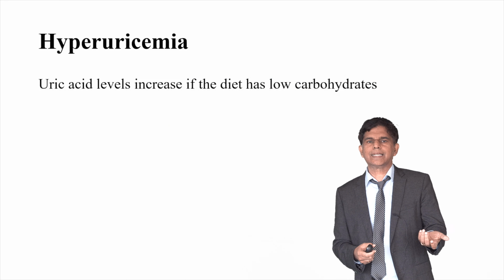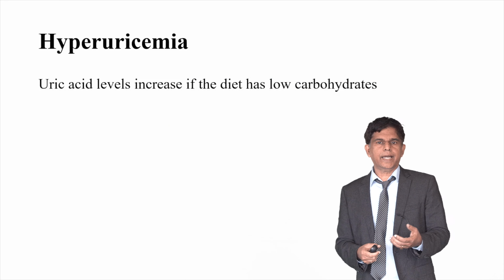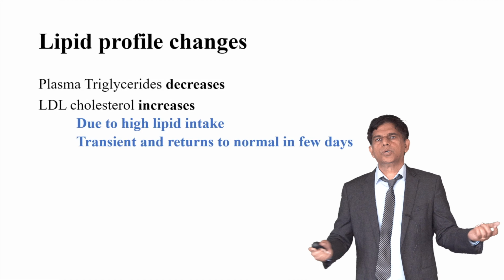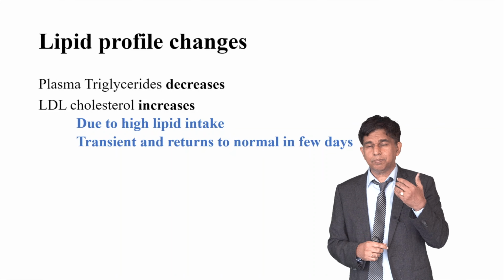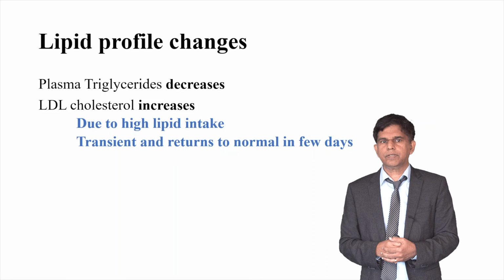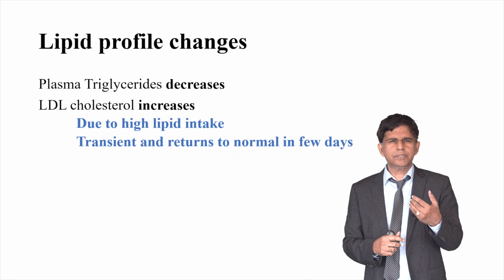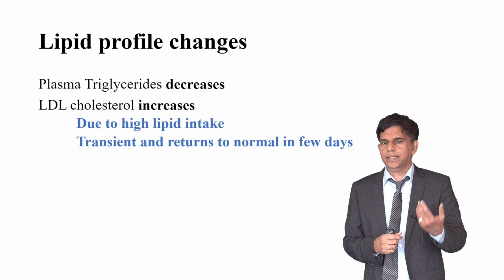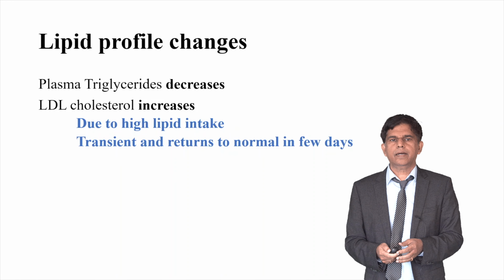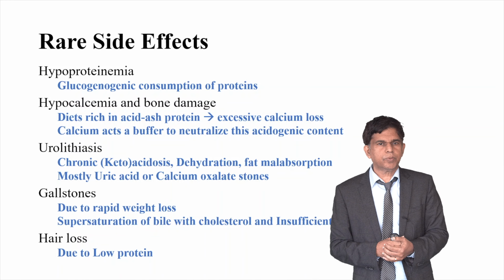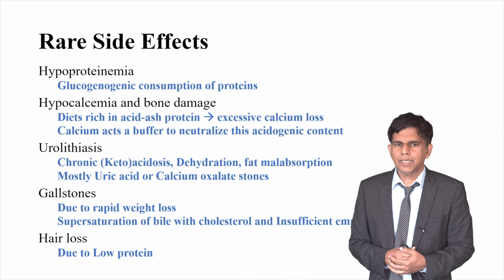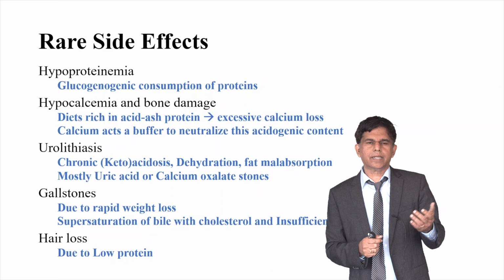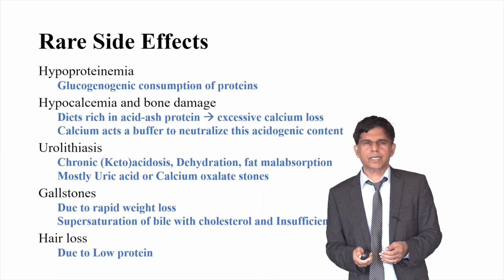Hyperuricemia, because uric acid level increases if the diet is low in carbohydrates, right? So lipid changes, very important lipid profile changes, right? Plasma triglyceride decreases. LDL cholesterol increases in the early stages due to the high lipid intake. And then rare side effects are hyperproteinemia, hypocalcemia with bone damage, urolithiasis, gallstones, and hair loss. These are very rare side effects, okay?